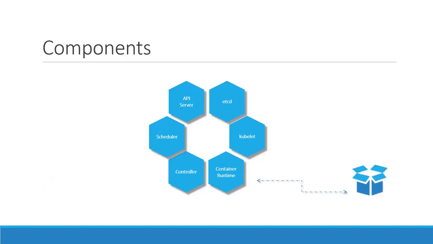The container runtime is the underlying software that is used to run containers. In our case, it happens to be Docker, but there are other options as well. And finally, kubelet is the agent that runs on each node in the cluster. The agent is responsible for making sure that the containers are running on the nodes as expected.